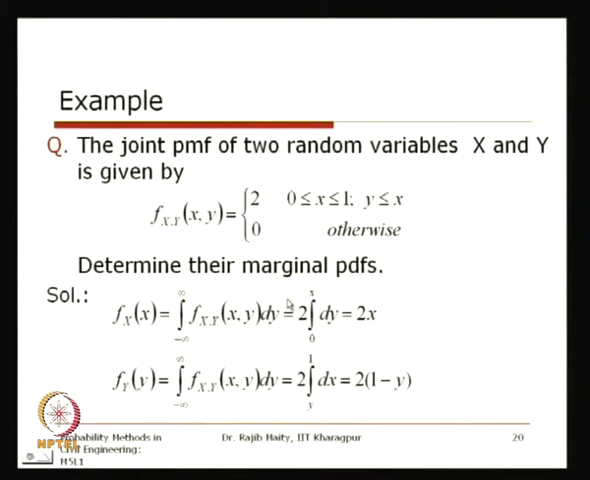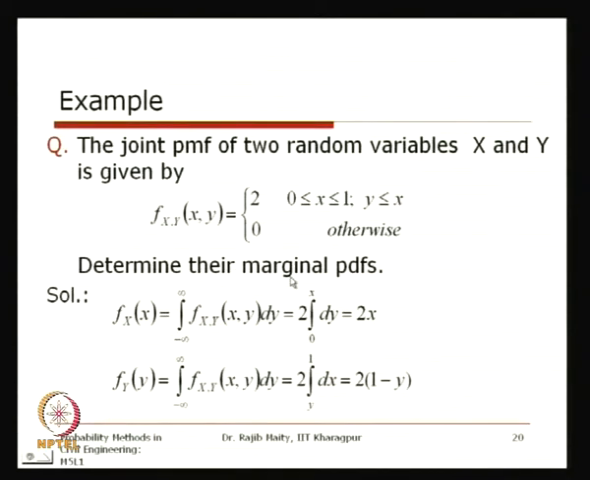Now we will take a simple problem to start with. If the joint PDF of two random variables x and y is given by this expression, f_XY(x,y) equals 2 for the range 0 to 1 and y less than x. So you can see here that x is varying from 0 to 1 and y is varying from 0 to x. So y is always less than x. This is a kind of triangular shape over which the PDF is defined.